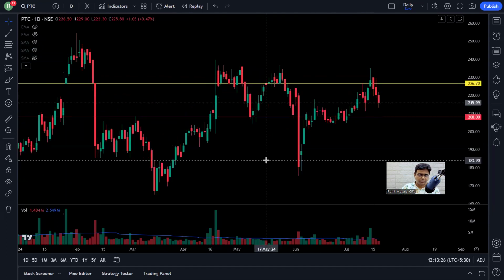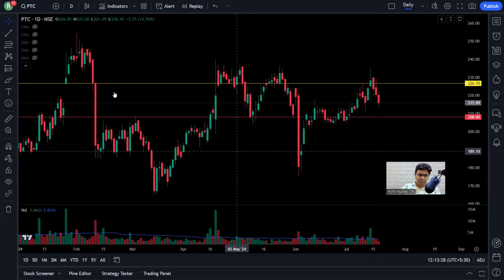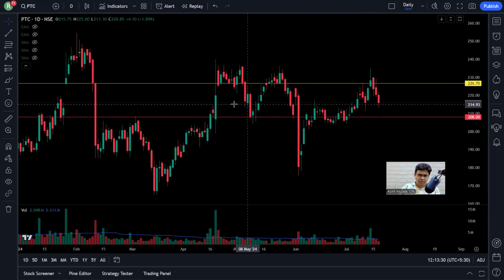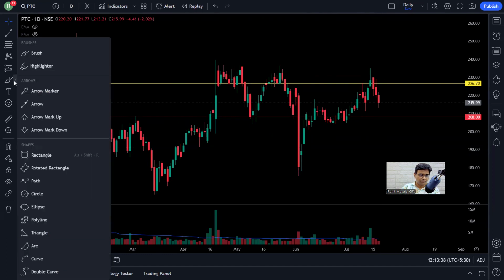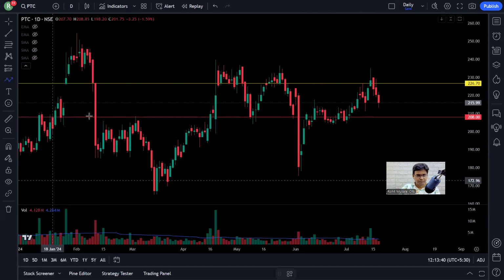Next, let us look at the consolidation in the base. So this is a very large base. Okay. That's a mistake I made. When there is a very large base, we need to be cautious. But let me draw the contractions in the base for you to understand.